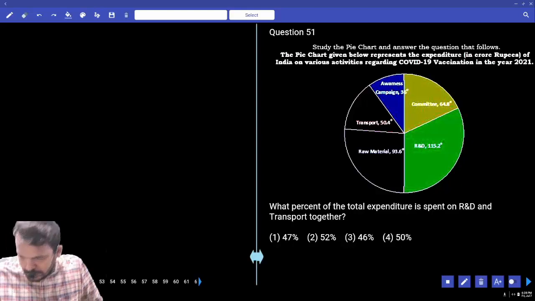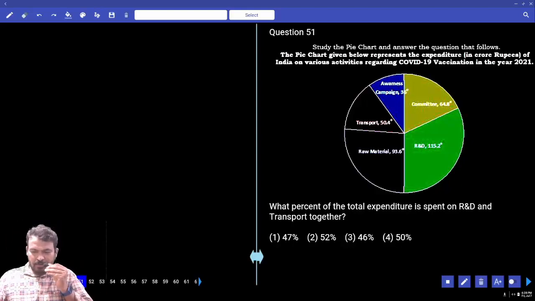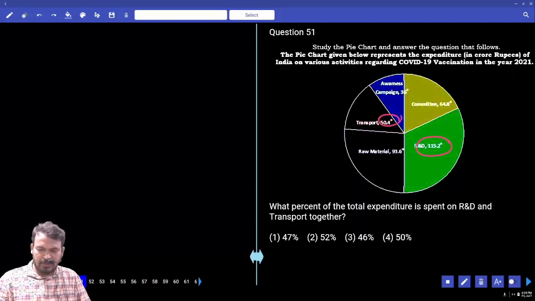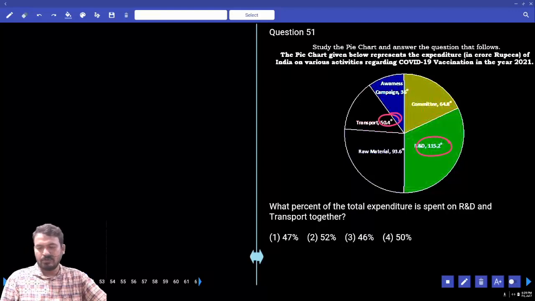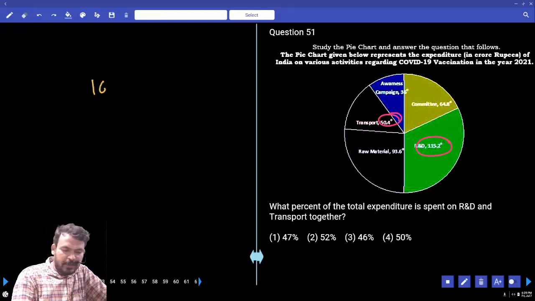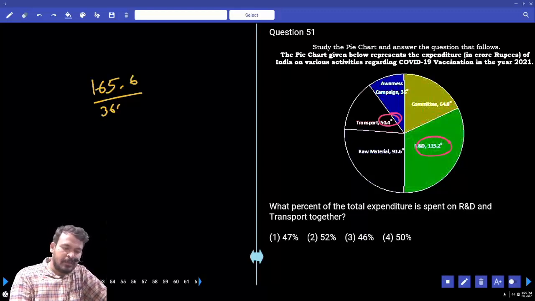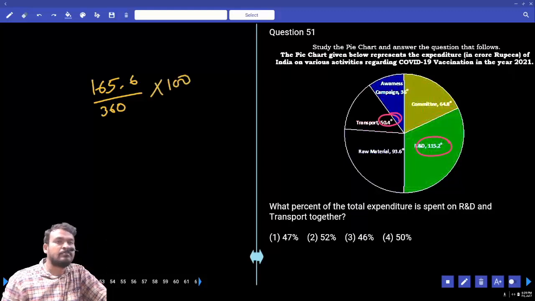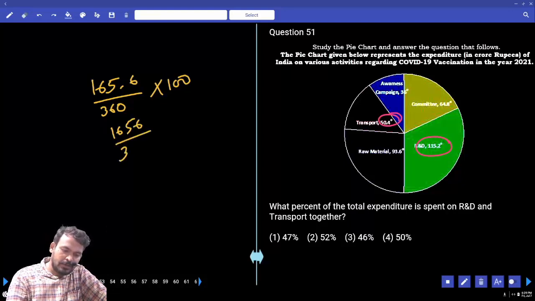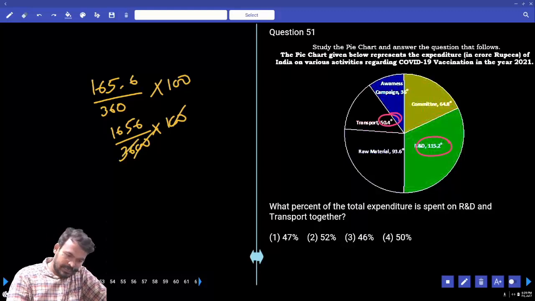What percent of total expenditure is spent on R&D and transport together? What is the R&D value? 115.2. What is the transport value? 50.4. Adding 115.2 and 50.4 gives 165.6. It is calculated on 360 multiplied by 100. So we write 1656 by 3600 into 100. Two zeros are cancelled. 36 for the 144.